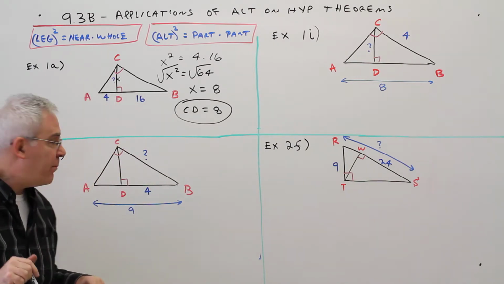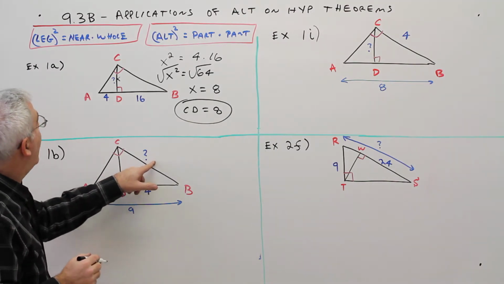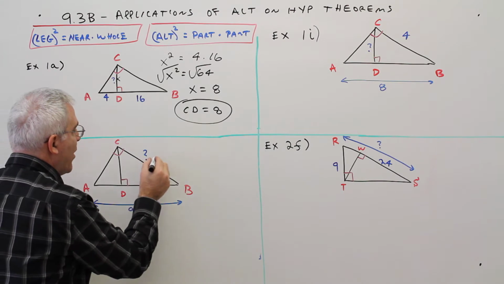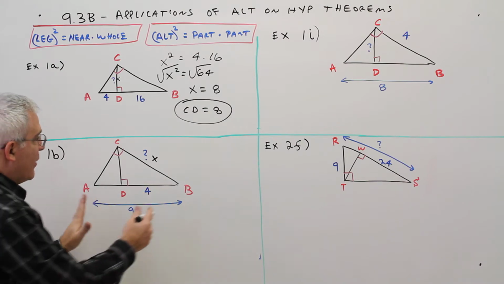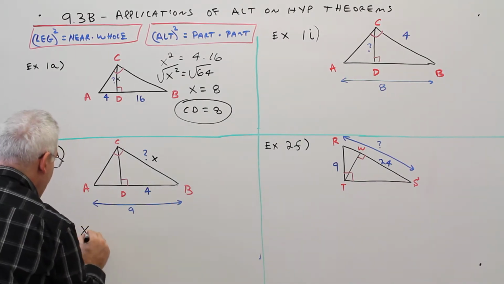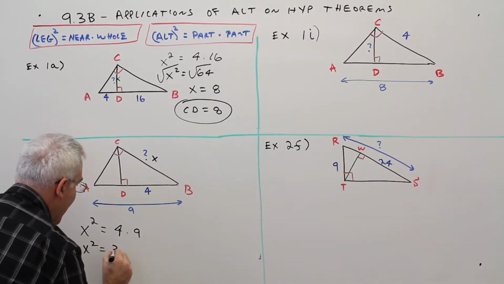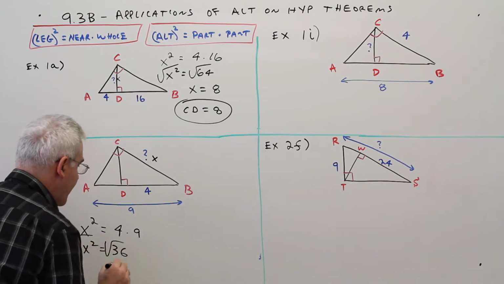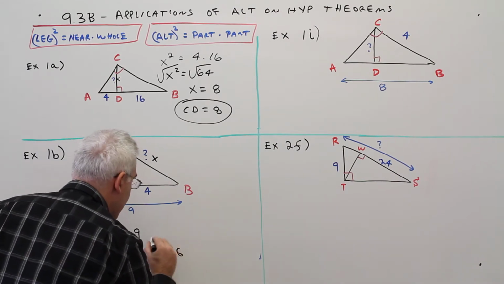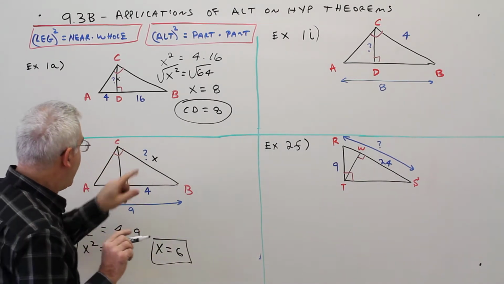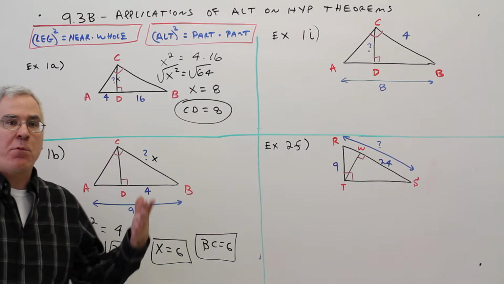All right, 1b, the question mark is over here. That's a leg, so I might be using this formula over here. Once again, I'll just call that leg x. So leg squared equals near times whole. So x squared equals 4 times 9. X squared equals 36. Take the square root of each side. Again, I can't have a negative side length, so x equals 6. Again, they didn't ask for x, they asked for BC, so BC equals 6. Okay, those were pretty straightforward.